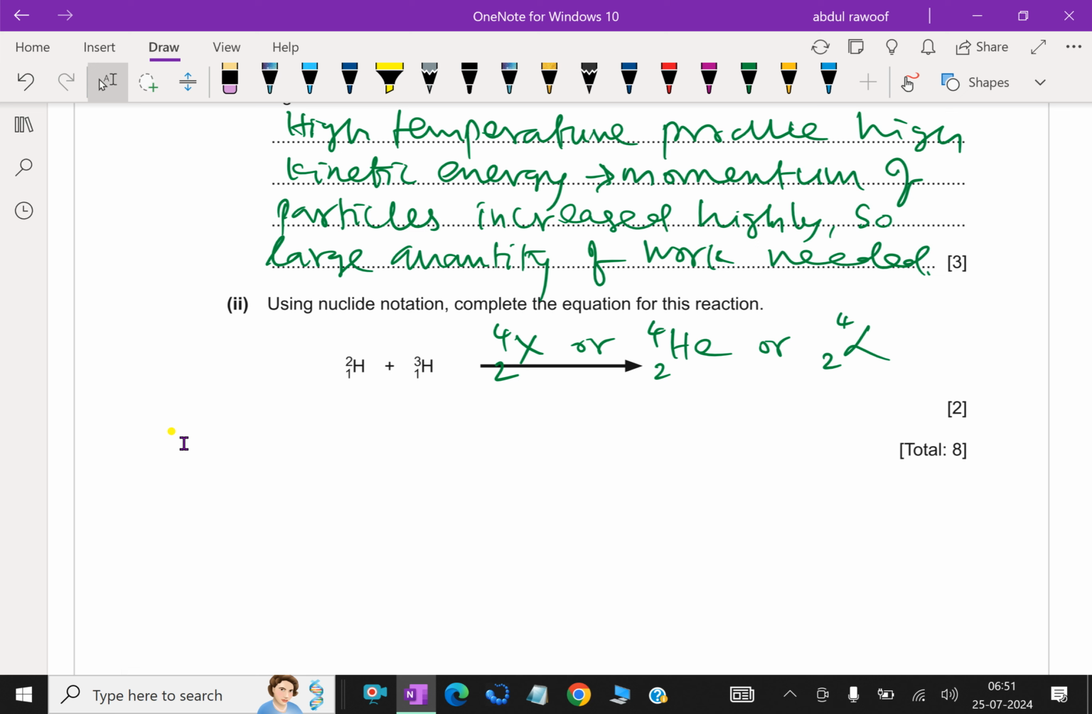And one neutron is produced. Neutron has 0, 1. No other particle, only helium particle or alpha particle plus one neutron particle. If you add both, 2 plus 0 is 2, 4 plus 1 is 5. Here 1 plus 1 is 2, 2 plus 3 is 5.